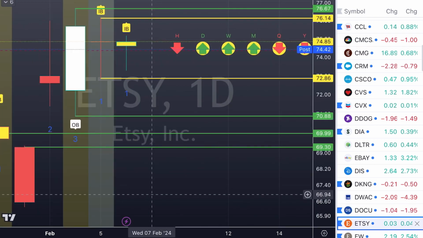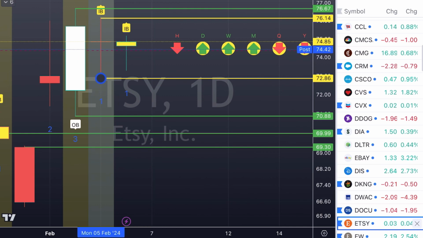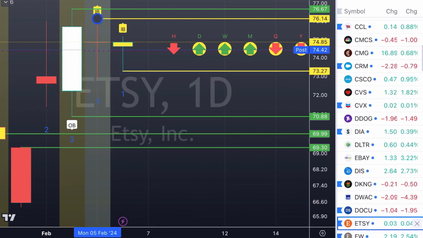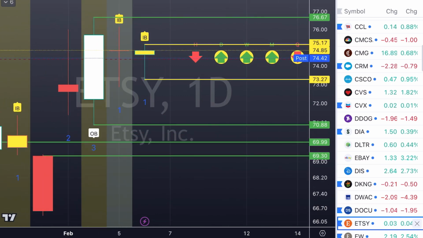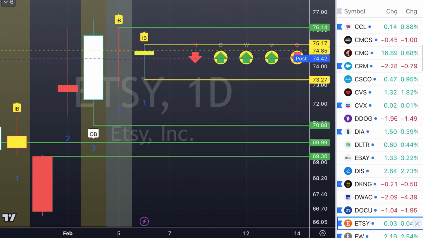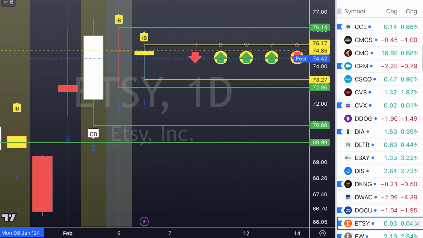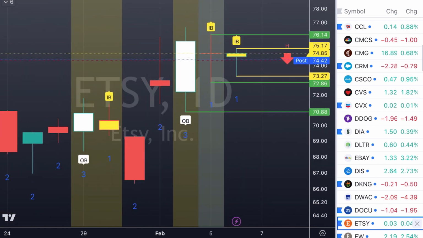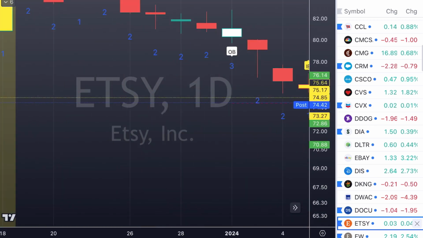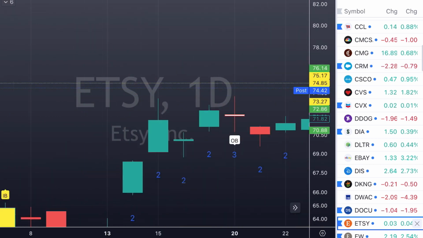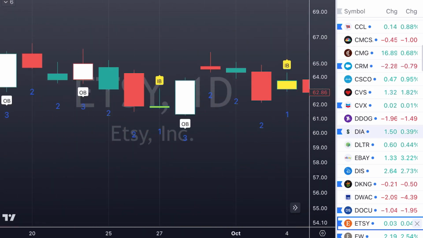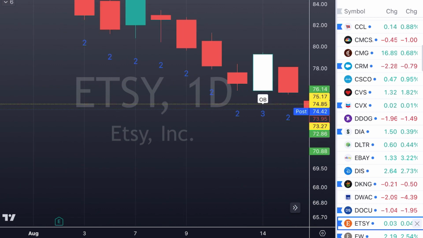So we look at Etsy. Etsy was a play we gave out yesterday off of the 3-1 setup, stayed inside bar. So now we have the double inside bar, and we're just moving our targets up. That's it. And if we go back to find the last double inside bar on Etsy, just to see how it performed, because again, like we talked about, it's all probability based. Can't be anything else.